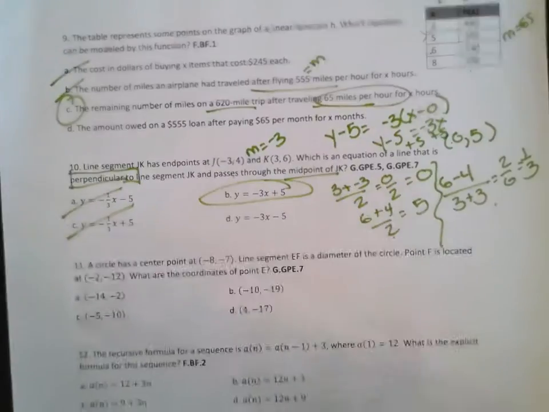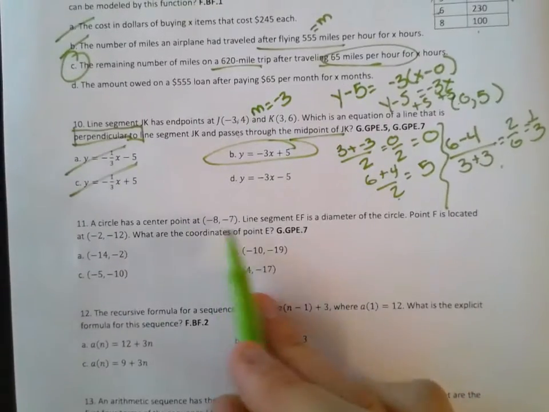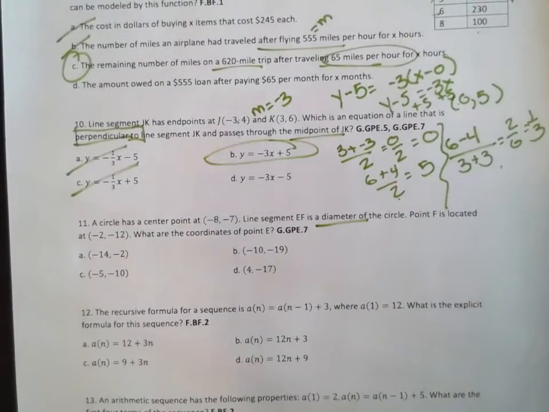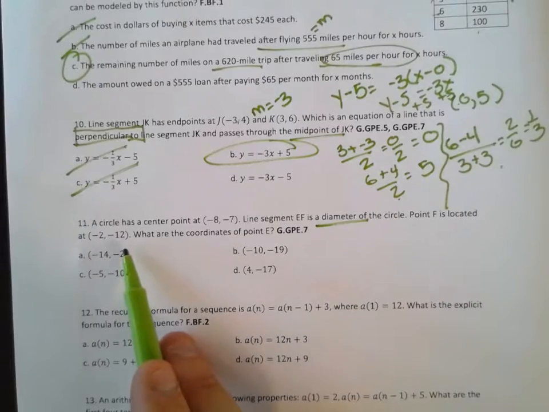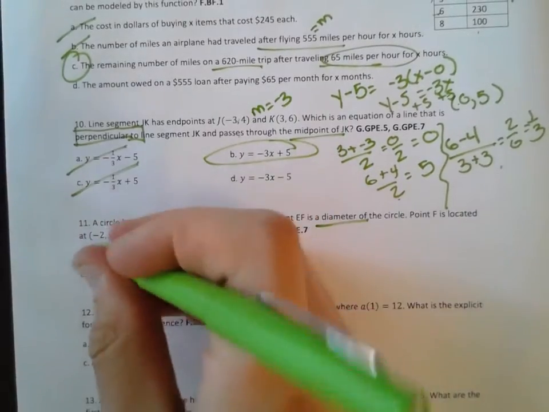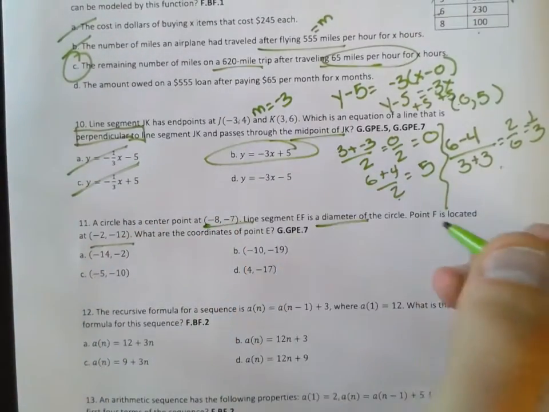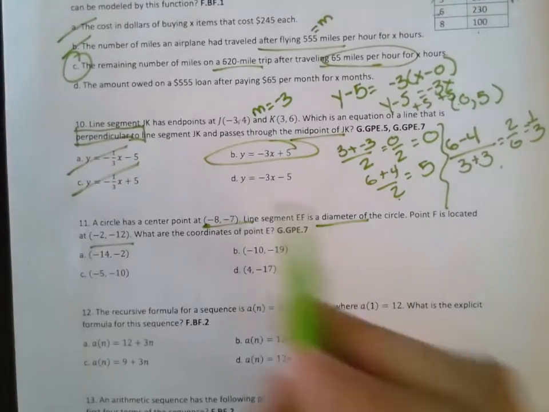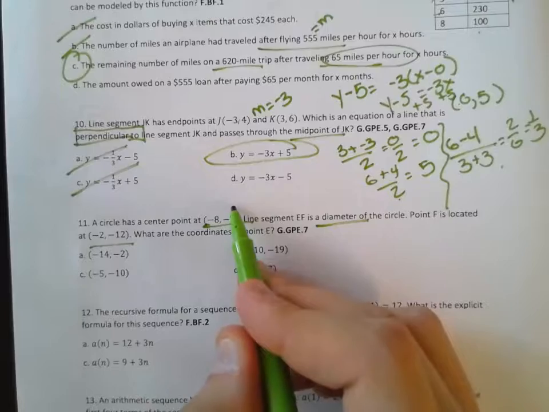Number 11. A circle has a center point at -8, -7. Line segment EF is a diameter. Diameter means all the way across a circle. Point F is located at -2, -12. So this is one edge of it, and this is the center. What are the coordinates of point E? Point E is the other edge of the circle. So it gives me the midpoint. Basically, that's what it's saying.